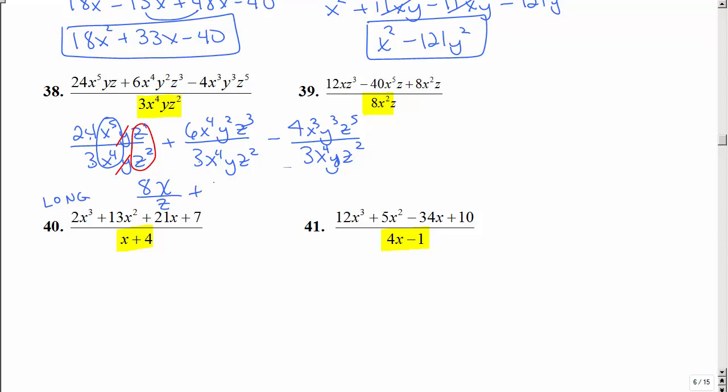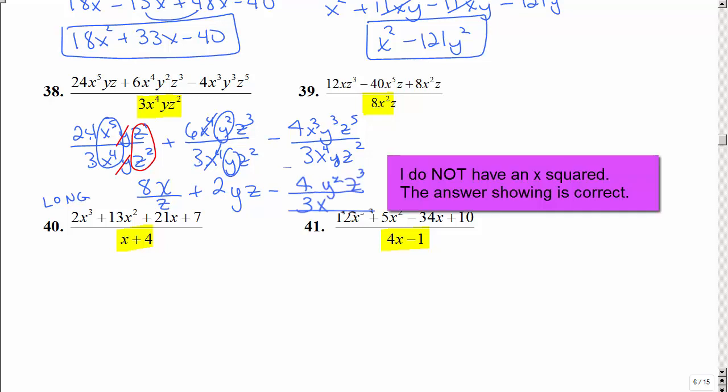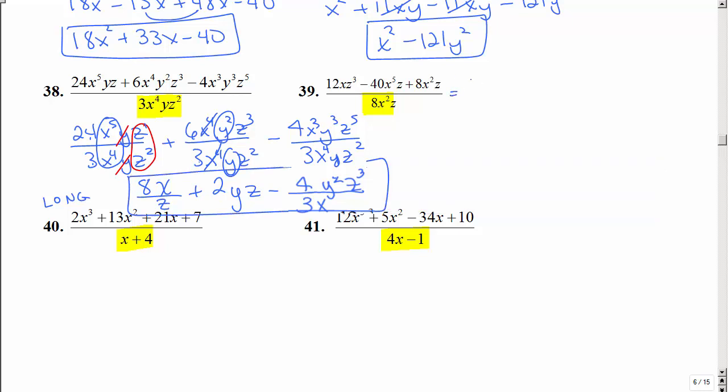Then 6 divided by 3 is 2. Those cancel out. The y's keep the base, subtract. The z's keep the base, subtract. Then a 4 and 3 do not reduce. I have an x squared, a y squared, and a z cubed. So those are really ugly answers. On number 39, same thing.